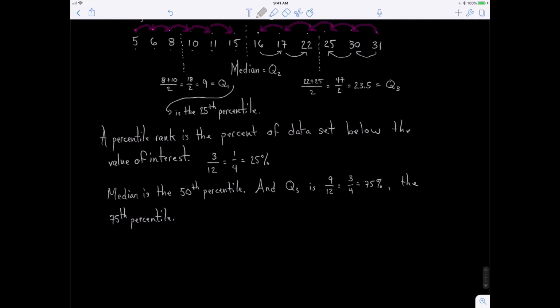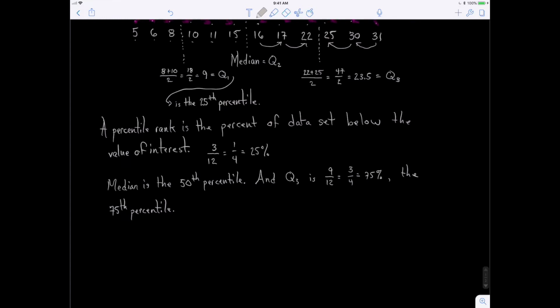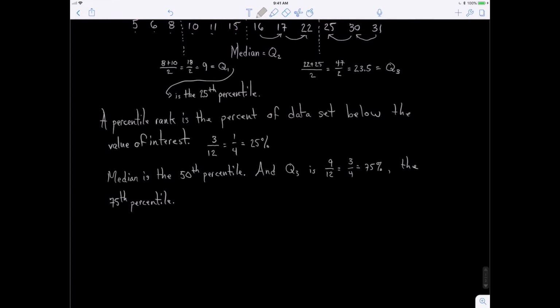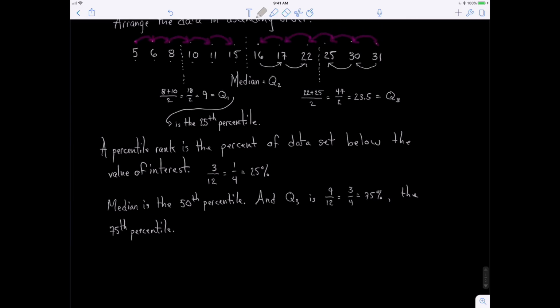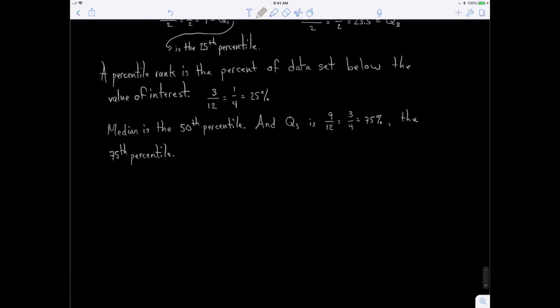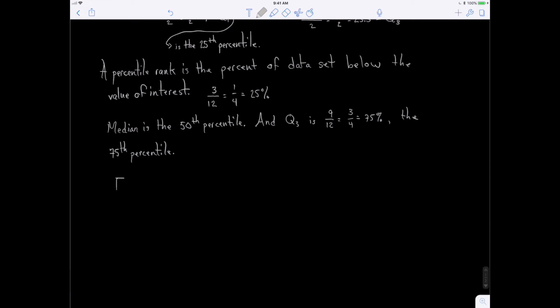Now, when you work with Q1, Q2, and Q3, it's fairly simple because all we need to do is just find the median, and then find the median of the 2 halves. Well, what about this? What if it was another value? Well, here's what we do. So let's try this. Let me bring my data set back down, and I'll write this problem out. So here is our next problem.